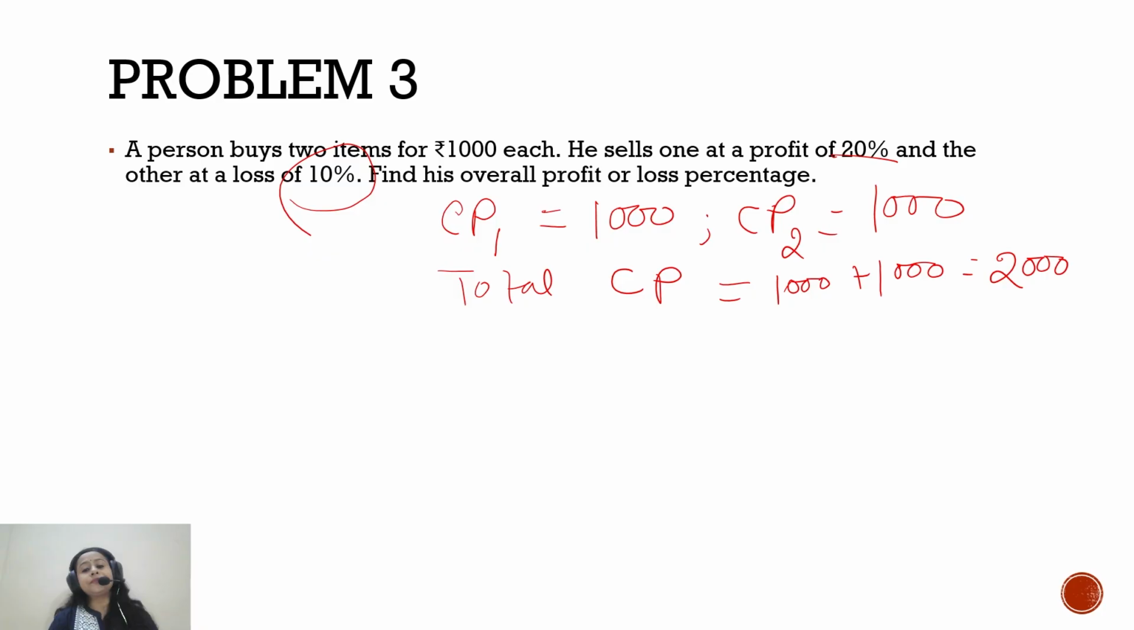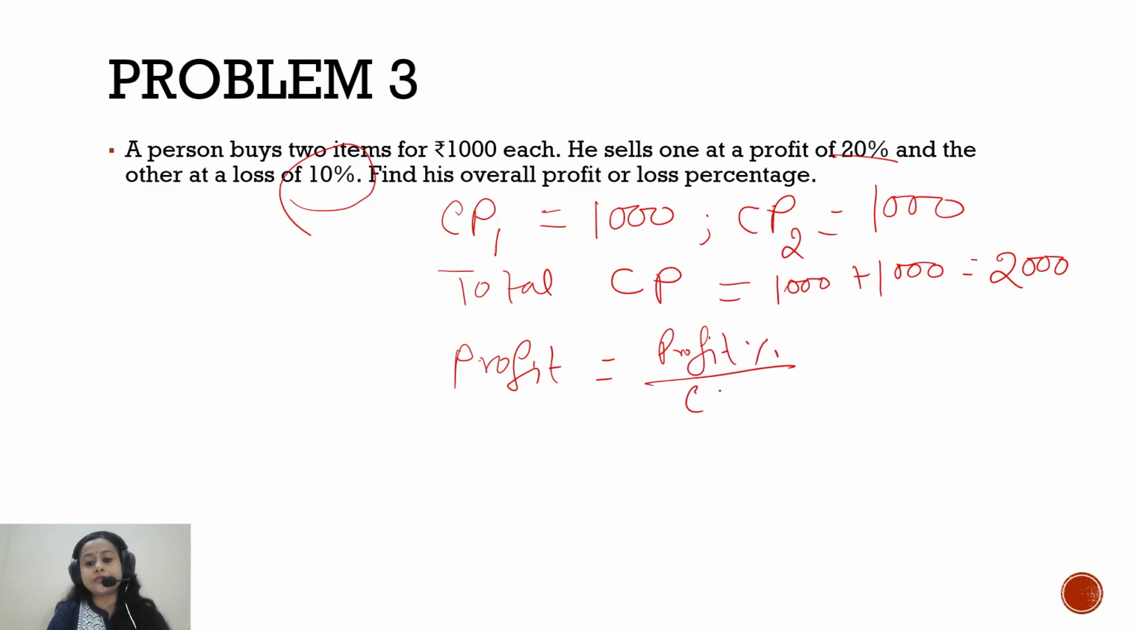Right? Now we have to find out what is the selling price, because when overall we want to calculate profit or loss, we need total cost price and we need total selling price, right? So he sells the first item at a profit of 20%. So we just need to find out the profit amount. Your profit amount will be profit percentage by cost price into 100. This is the formula to find out the profit amount.